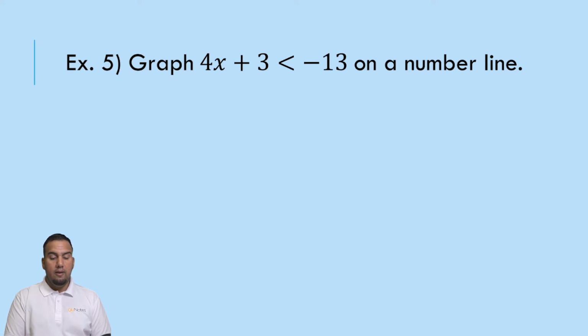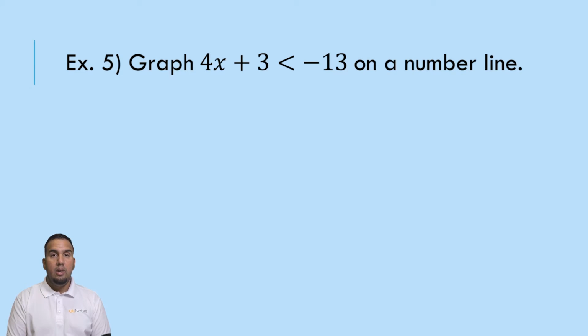Okay, we got 2 more problems. In example 5, I want you to try this one on your own. Pause the video, see if you get it right, and then press play, and hopefully you did. So example 5, it wants us to graph 4x plus 3 is less than negative 13 on a number line.